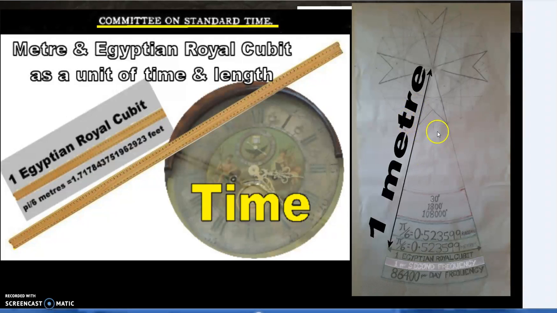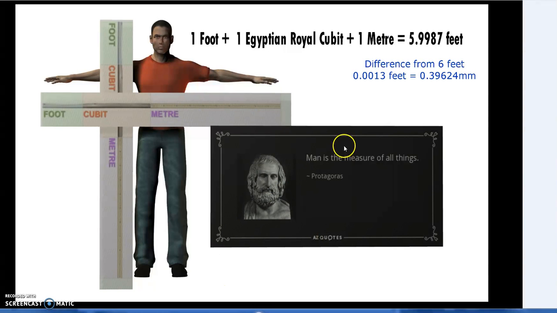And it's also worth noting that the Giza plateau is, let's just round it off ever so slightly, 30 degrees north of the equator, just like a pendulum needs to be swung no more than 30 degrees, which creates an Egyptian royal cubit, which creates a second. 86,400 seconds per day, multiply that. Anyway, now the connections between the foot, the Egyptian royal cubit, and the meter: add them together, you get the height of a 6-foot man within less than half a millimeter. Again, man is the measure of all things.